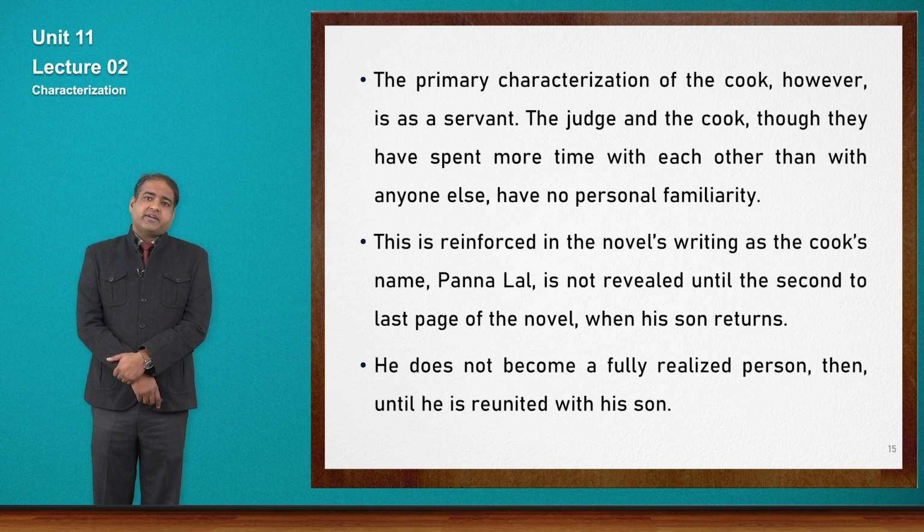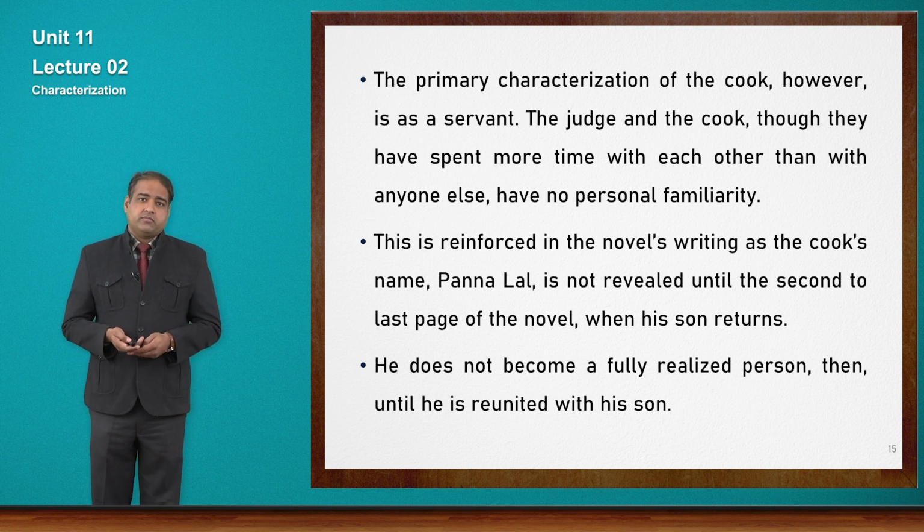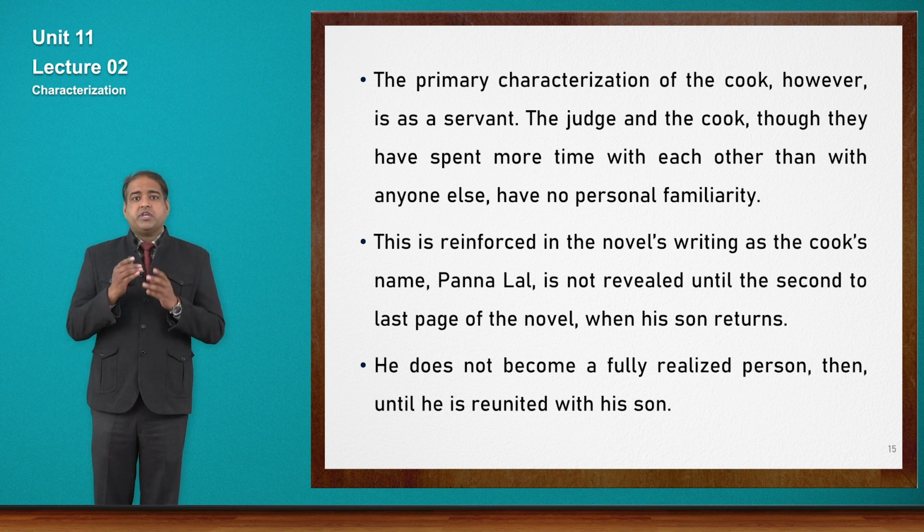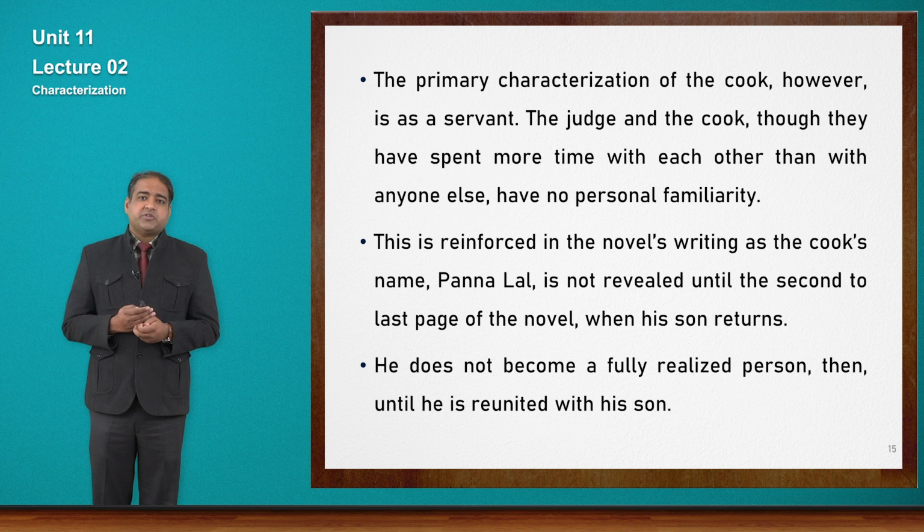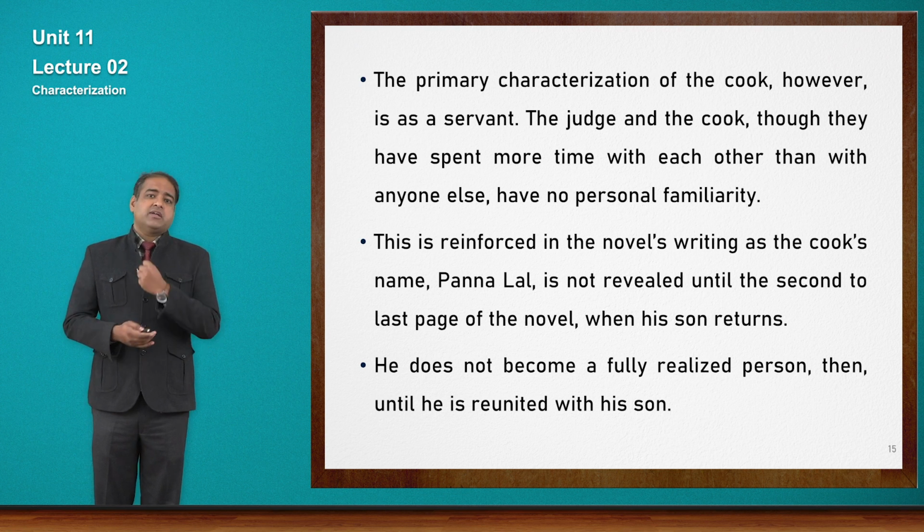The primary characterization of the cook, however, is as a servant. The judge and the cook, though they have spent more time with each other than with anyone else, have no personal familiarity. So friends, we can understand that although the cook joined the house of the judge when he was 14 years old, and they have lived with each other for many years, there is no personal intimacy, there is no familiarity, there is no, let's say, emotional attachment between the servant and the master.